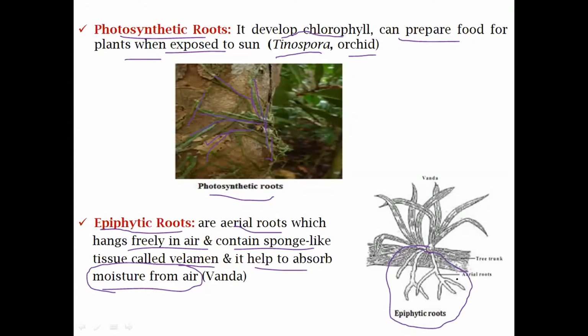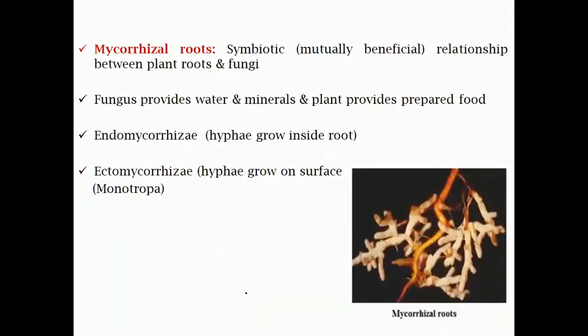These are also known as aerial roots because you can see they hang in the air, and they have a spongy tissue known as velamen, and this velamen helps to absorb moisture from the air. So these are known as epiphytic roots.